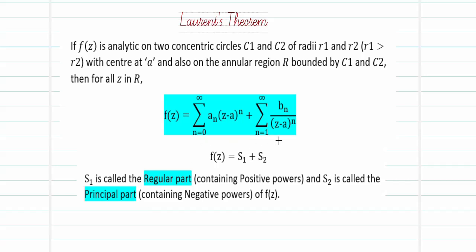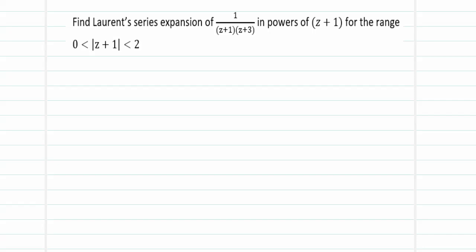We have elaborately seen expressing a function f of z as a Laurent series in 3 different regions or zones in our first video. This will make us comfortable with one more problem in the Laurent series expansion. So the problem is: find the Laurent series expansion of the function 1 by (z plus 1) into (z plus 3) in powers of z plus 1 for the range 0 less than modulus of z plus 1 less than 2.